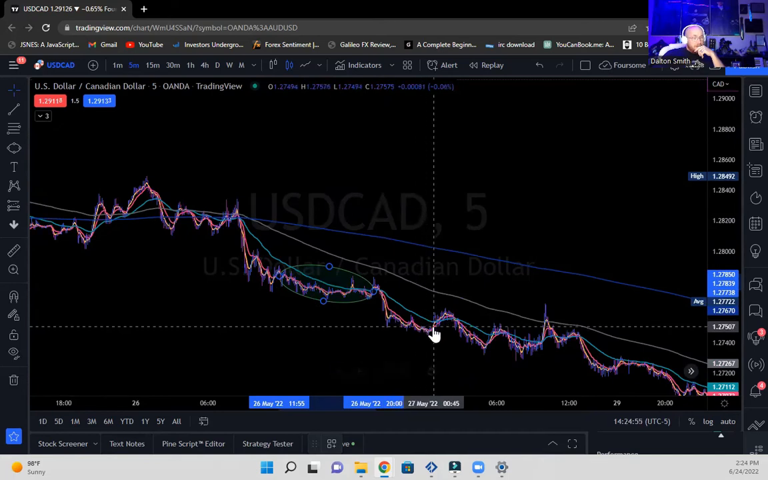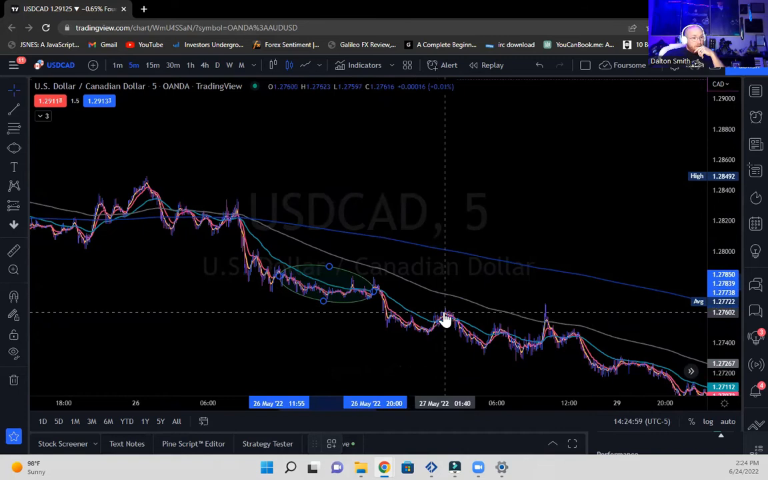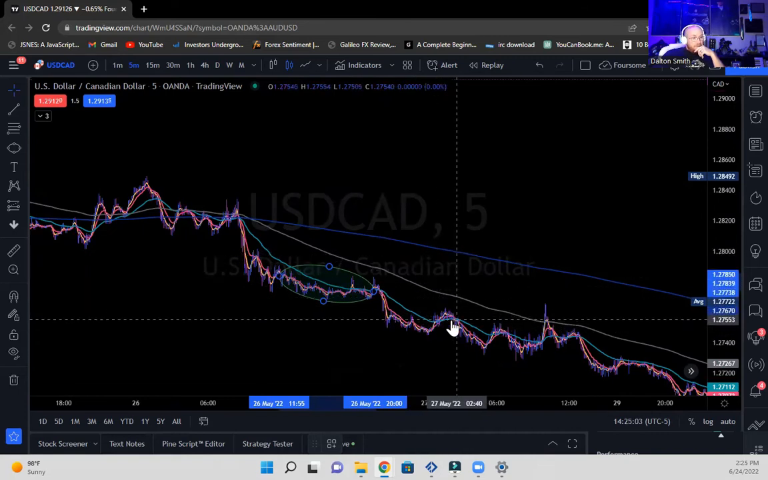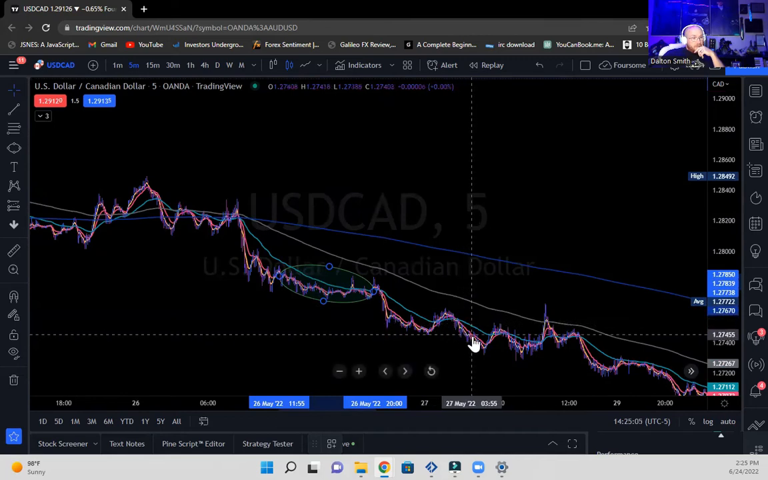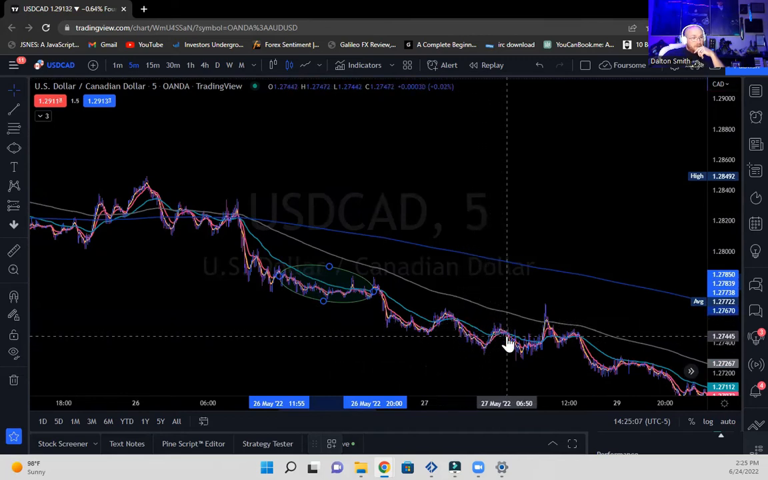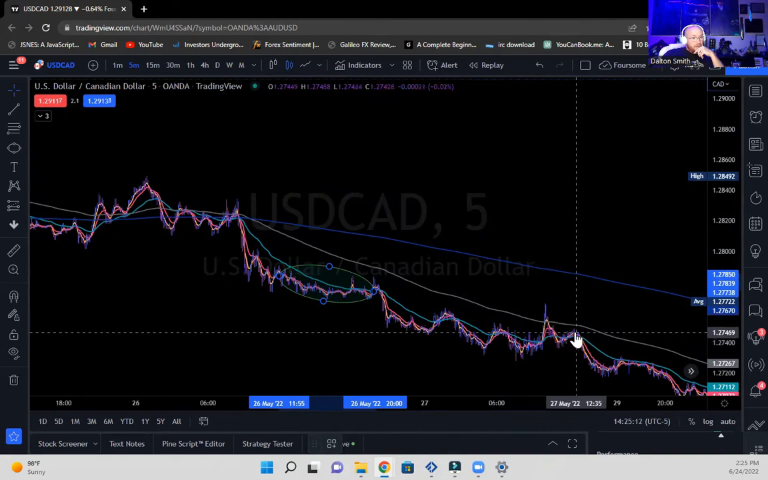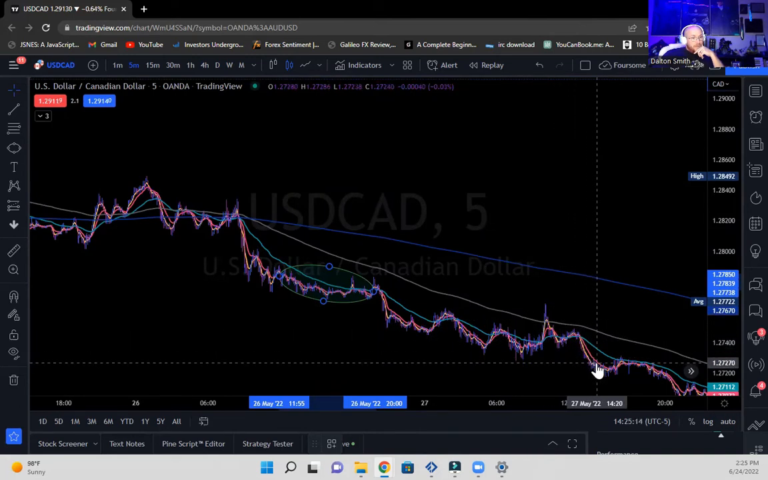I'm not entering this. I'm not taking a buy while we're under the 50. I'm not taking a buy here because we're below the 8 and the 2. We cross back under the 50. The yellow crosses to the red. I'm back in the trade. I'm out of the trade. I'm in the trade. Out of the trade. In the trade.